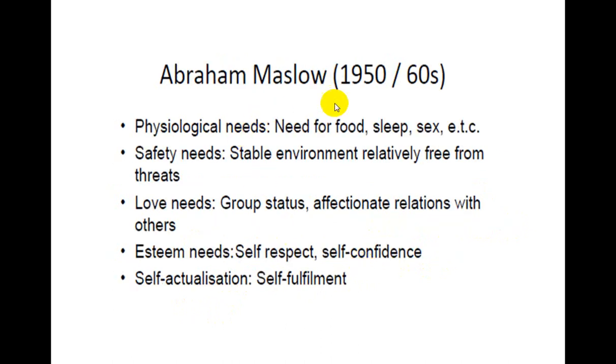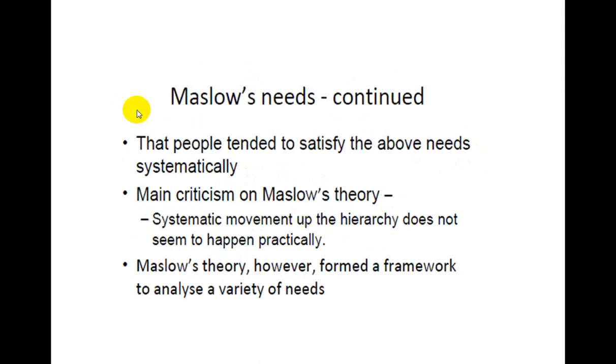Abraham Maslow, 1950-60. Physiological needs: need for food, sleep, sex, etc. Safety needs: stable environment, relatively free from threats. Love needs: group status, affectionate relations with others. Esteem needs: self-respect and self-confidence, self-actualization and self-fulfillment. Maslow held that people tended to satisfy the needs systematically.